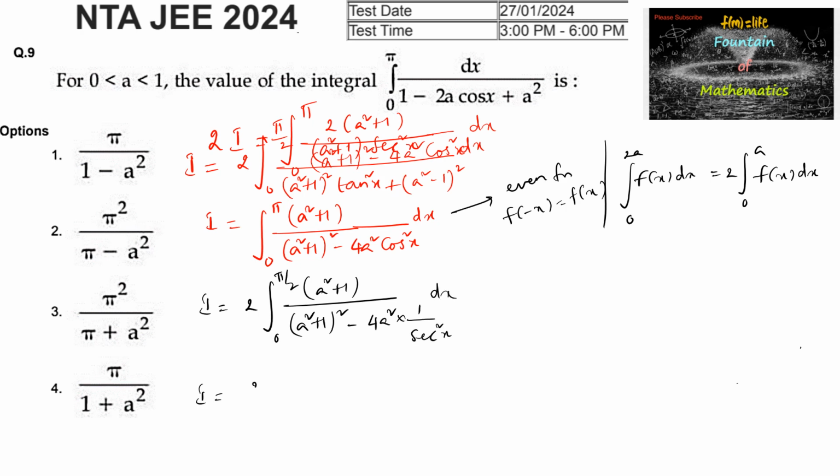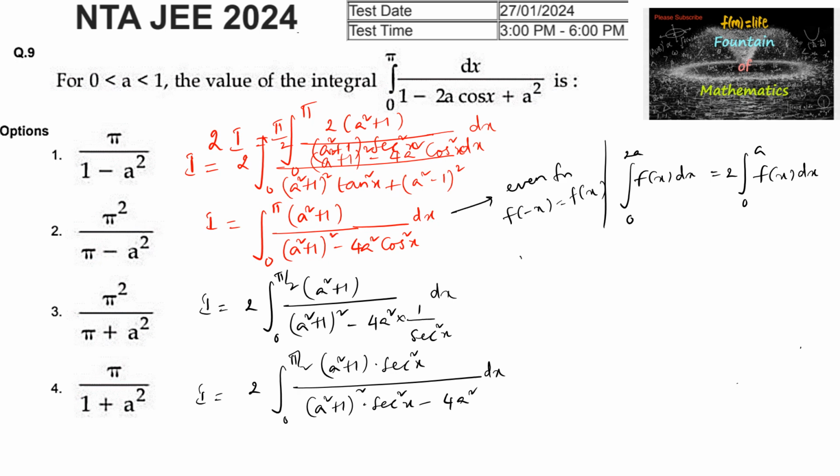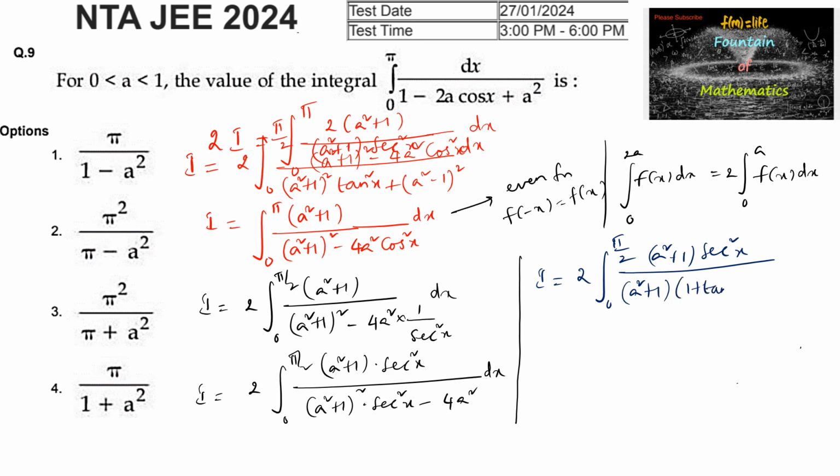And next we can simplify: I is equal to 2 times integral 0 to pi by 2 of (a square plus 1) into secant square x divided by (a square plus 1) whole square into secant square x minus 4a square dx, or this can also be written as I is equal to 2 times integral 0 to pi by 2 of (a square plus 1) into secant square x divided by (a square plus 1) into secant square, we can write 1 plus tan square x, minus 4a square dx.